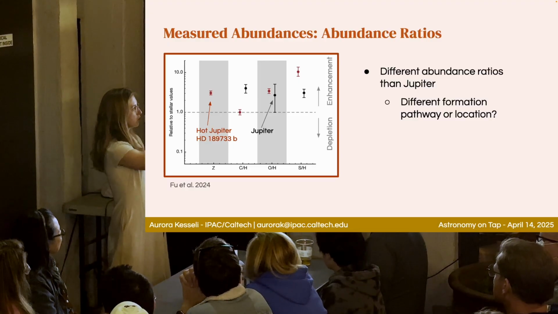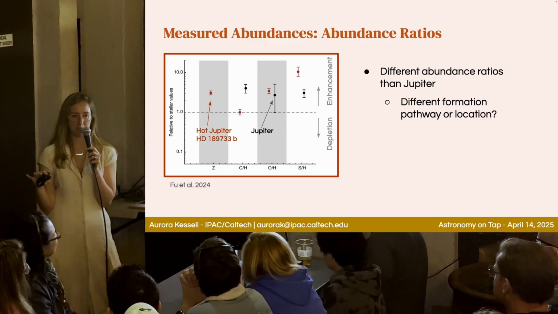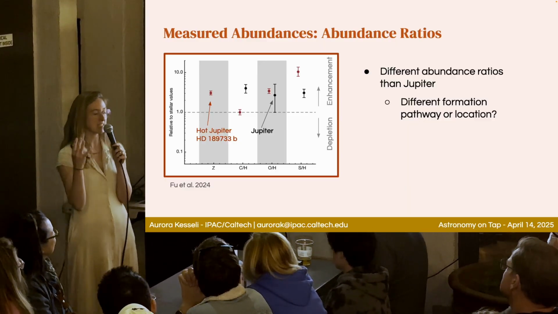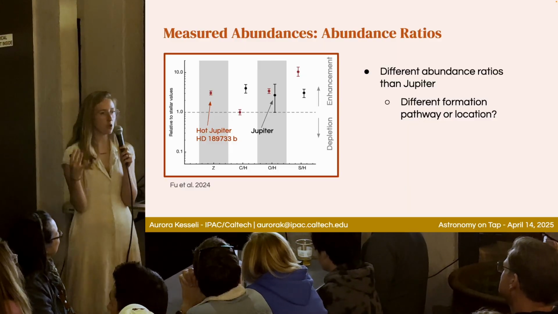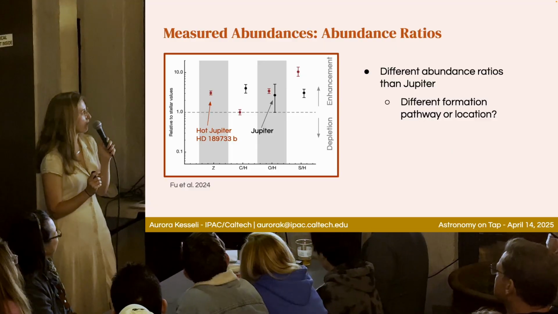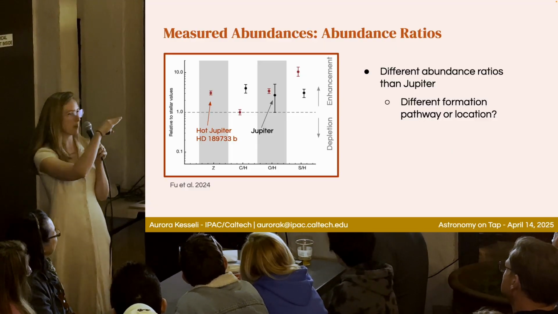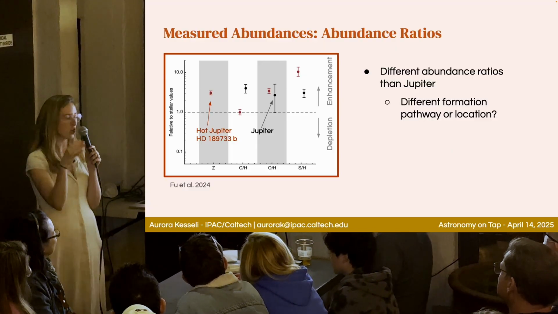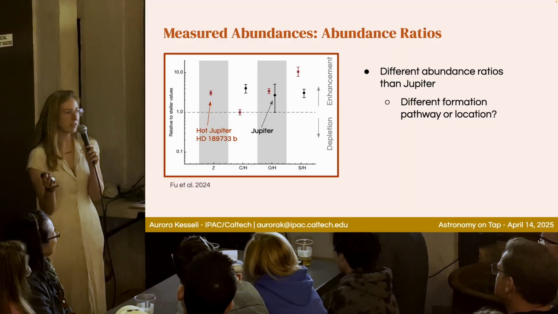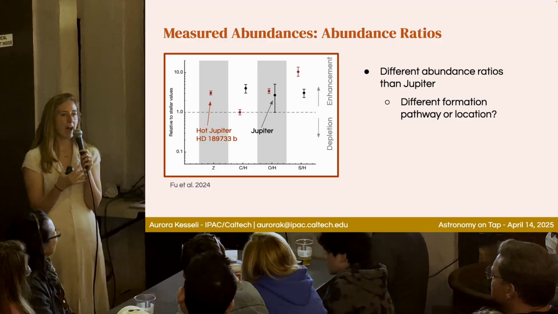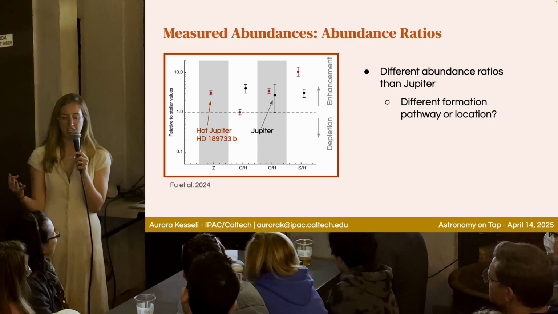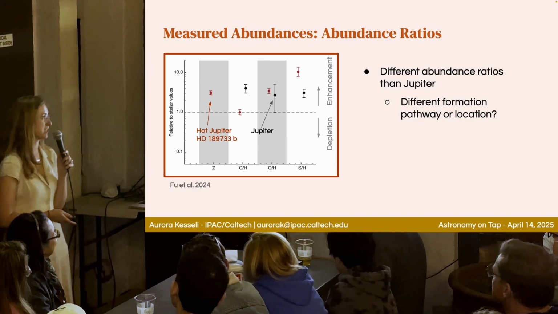But the carbon to hydrogen ratio is not enhanced compared to the sun, whereas the oxygen to hydrogen ratio is slightly enriched. And the sulfur to hydrogen ratio is very enriched. Compared to Jupiter in our own solar system, Jupiter is about uniformly enriched in carbon, oxygen, and sulfur. And so potentially this is pointing towards this hot Jupiter having either a different formation pathway or a different formation location than Jupiter did in our own solar system.